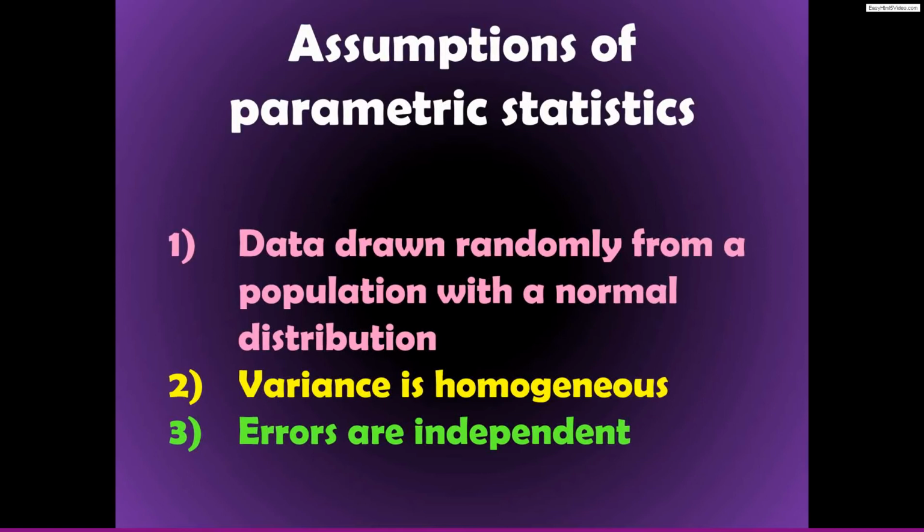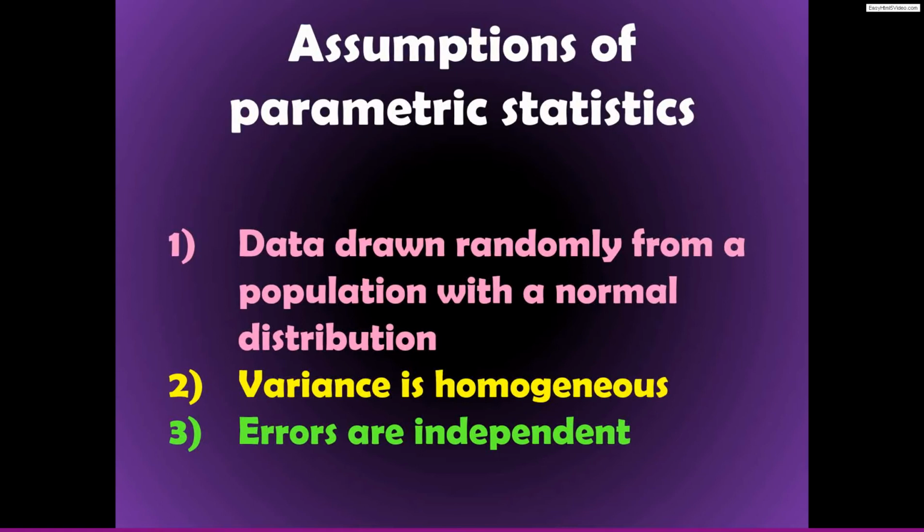Secondly, that the variance is homogeneous, so the variance is the same wherever you are sampling the data from. And thirdly, the errors are independent, so different data points that you sample are independent of each other. Of course this happens often. There are many situations in psychology and biology where the assumptions of parametric statistics are met.